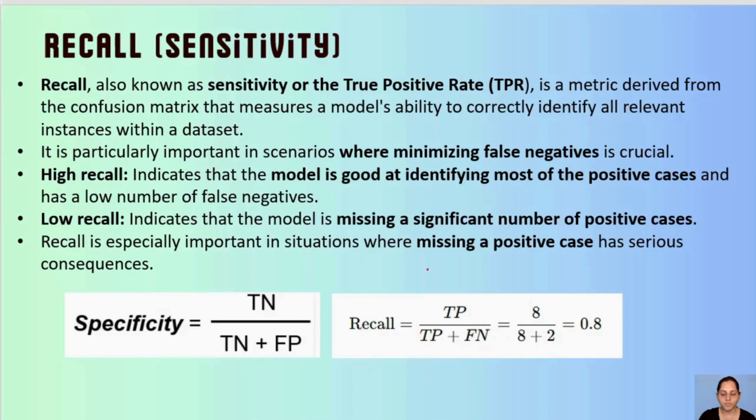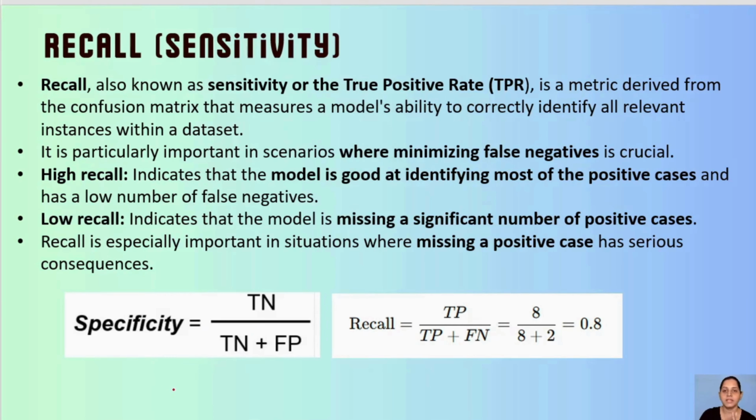That means whatever my model has identified, I am understanding what percentage of false negatives there is, and by getting the recall score, I am understanding whether my false negative part is less or not. So there are two concepts: one is sensitivity and one is specificity. Specificity is getting the true negative rate.